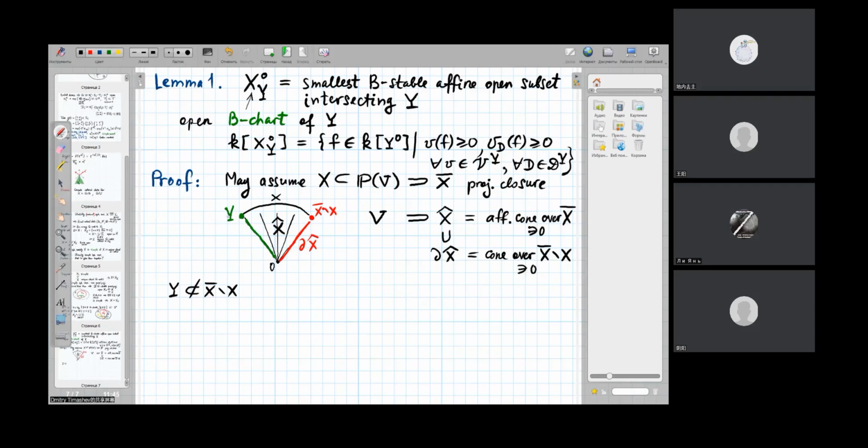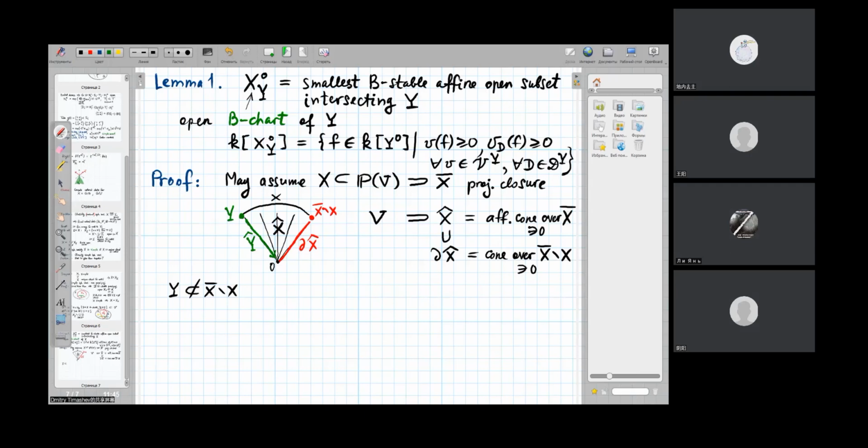But as for the cone over Y, I don't want it to contain origin. So this Y hat will be this guy without origin. Without origin. So let me put an arrow here. We do not take the origin here.